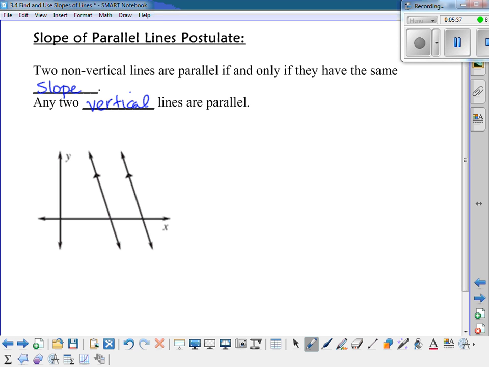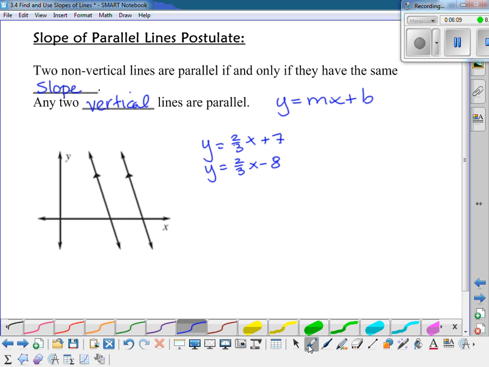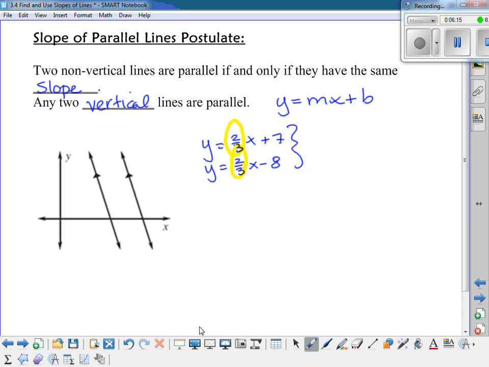So for instance, first of all, remember the slope-intercept form is y equals mx plus b. So if they give you the equation of the line, it's going to be easiest if you put it into y equals mx plus b form. For instance, if you have y equals 2/3 x plus 7 and y equals 2/3 x minus 8, you can see that these lines both have a slope of 2/3. And so if they have the same slope, then that means that they're parallel.